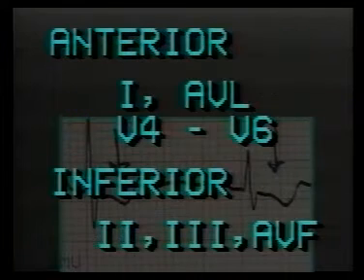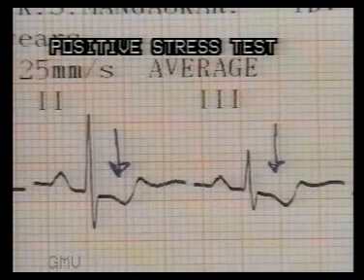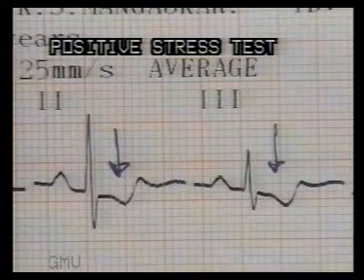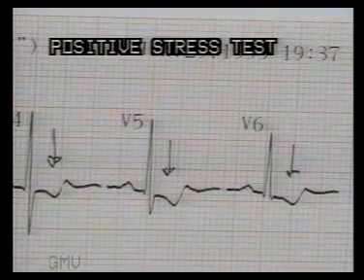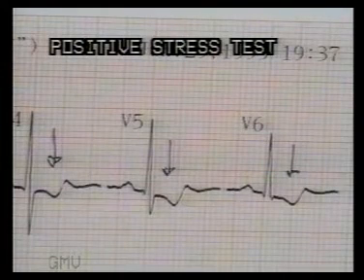Just as in myocardial infarction, if these changes are seen in leads 1, AVL, V4 to V6, it indicates ischemia of the anterior wall of left ventricle. And if these changes are seen in leads 2, 3, AVF, it indicates ischemia of inferior wall. But if more than one coronary vessels are blocked, the changes will be seen in many leads. For example, in this strip, they are seen in 2, 3, AVF as well as V4, V5 and V6.